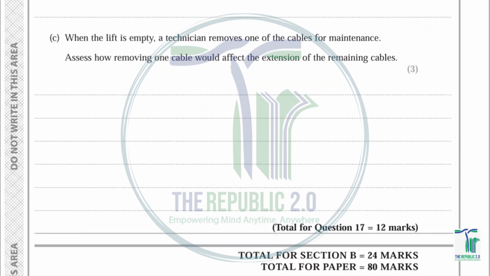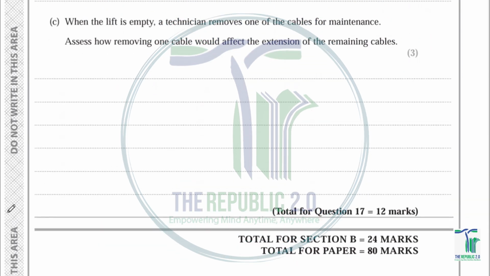Now, when the lift is empty, a technician removes one of the cables for maintenance. Assess how removing one cable would affect the extension of the remaining cable. Well, that is for sure. If you're going to remove one cable, what does that mean? The tension, the upward force or the downward force acting on the cables would increase. So tension would increase.